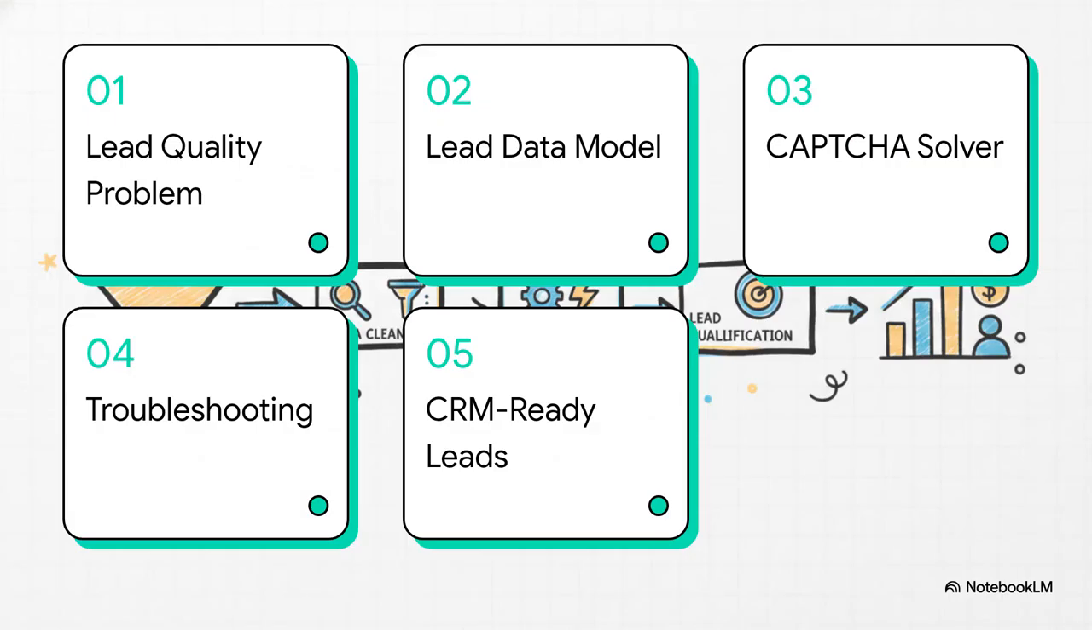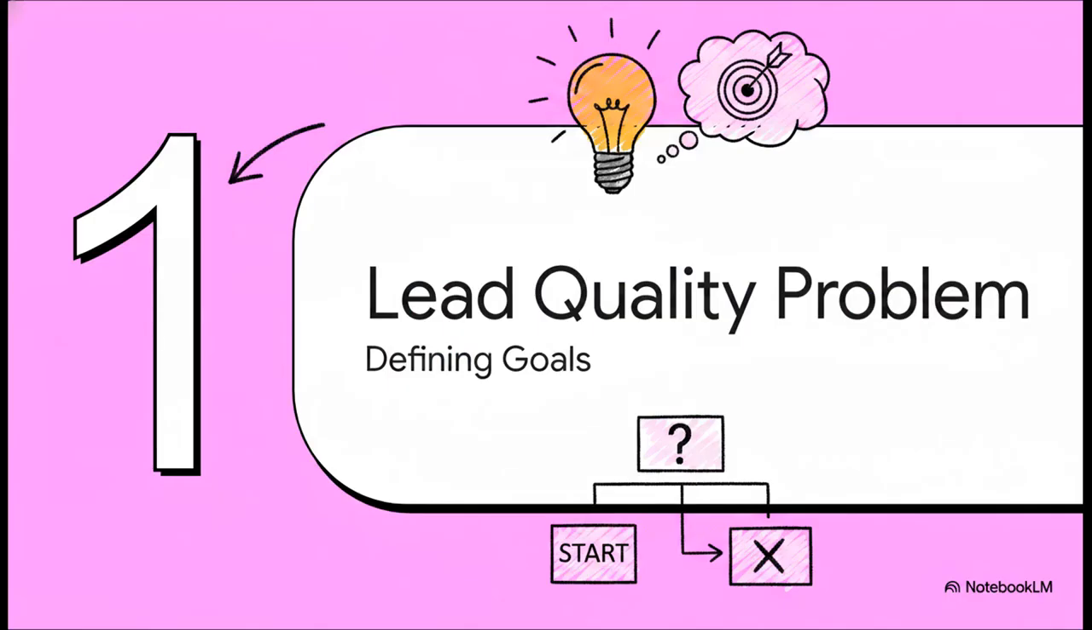Here's our roadmap for today. We'll start by tackling the lead quality problem, then we'll look at designing your data model, how to overcome those pesky captcha roadblocks, dive into some scraping and troubleshooting, and finally wrap up with delivering CRM-ready leads. All right, let's kick things off with Section 1, the lead quality problem.